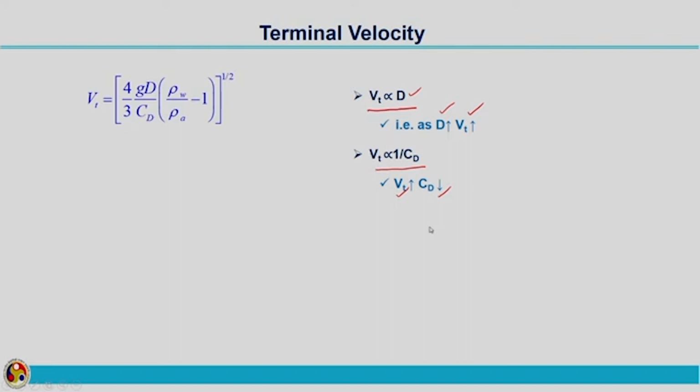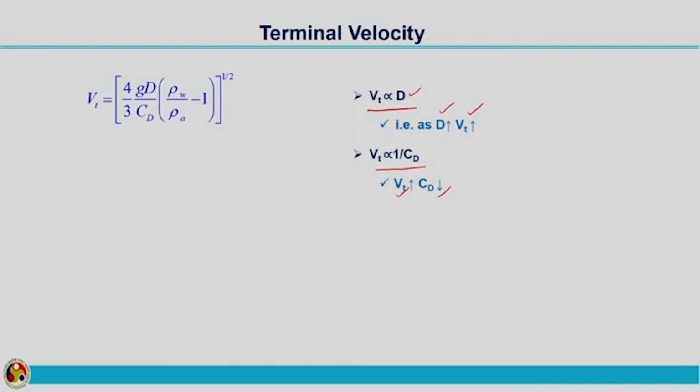As the diameter or the size of the droplet increases, definitely the velocity with which it falls will increase. And at the same time, if the resistance offered by the air is more, or Cd is more, what will happen? Vt will be less. The velocity with which the drop is falling down will be less.